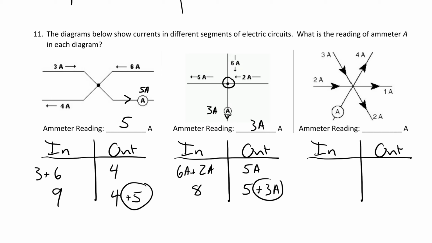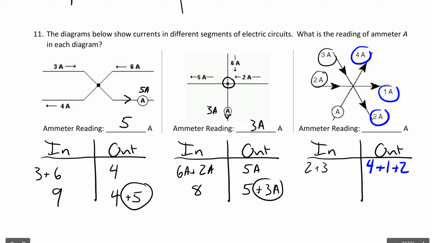Oh man, so many arrows on this one. Let's see, what's going in? 2 plus 3. 4 is coming out. 1 is coming out. 2 is coming out. Okay, so that's no good. Look at me with the fancy color move here. All right, 4 amps coming out, 1 amp coming out, 2 amps coming out. So we have 2 plus 3 is 5 coming in. 4 plus 1, that's 5, plus another 2, that's going to be 7. All right, so we need another plus 2 to make it equal.